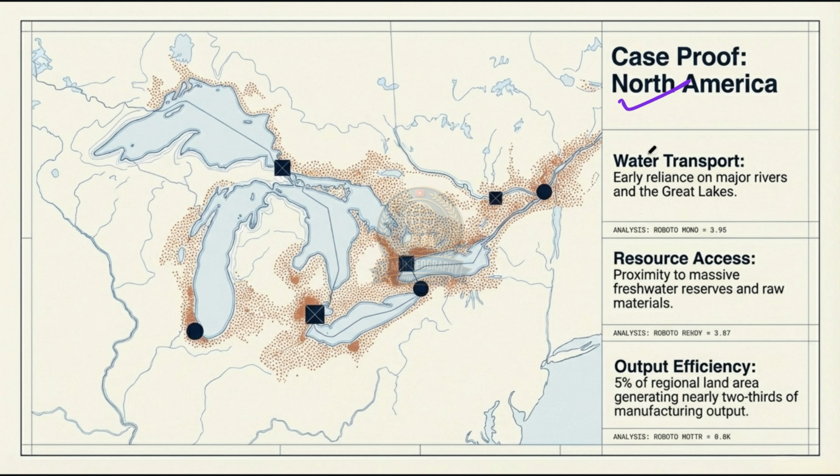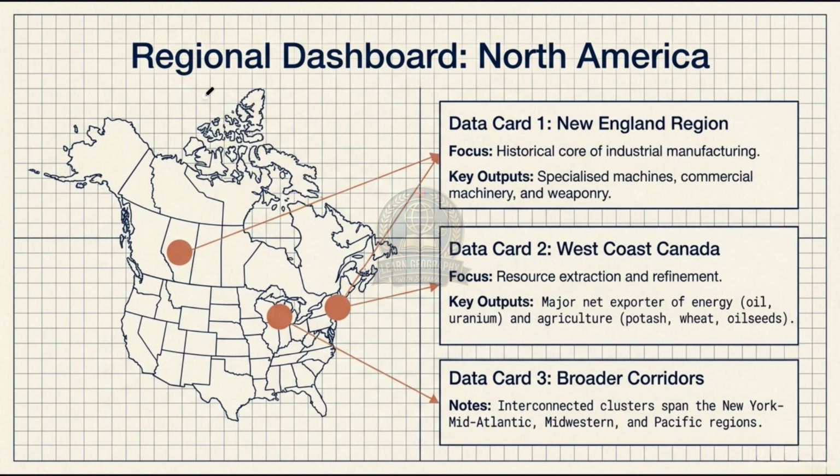Okay, North America. Water transport: early reliance on major rivers and the Great Lakes. Resource access: proximity to massive freshwater reserves and raw materials. Output efficiency: 5% of regional land area generating nearly two-thirds of manufacturing outputs. Regional dashboards in North America. New England region.